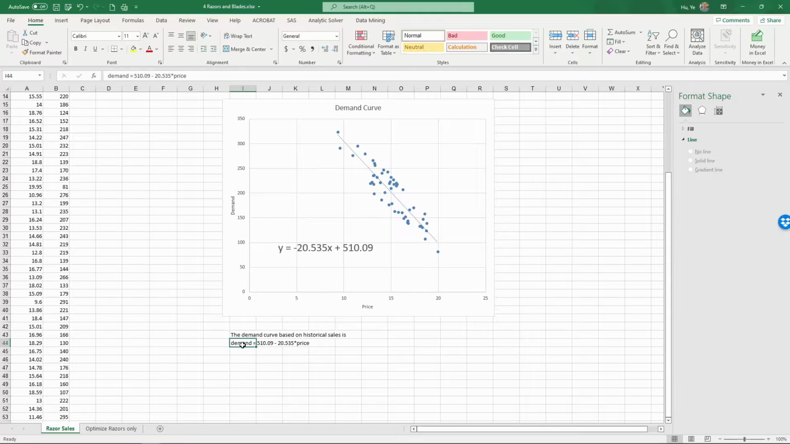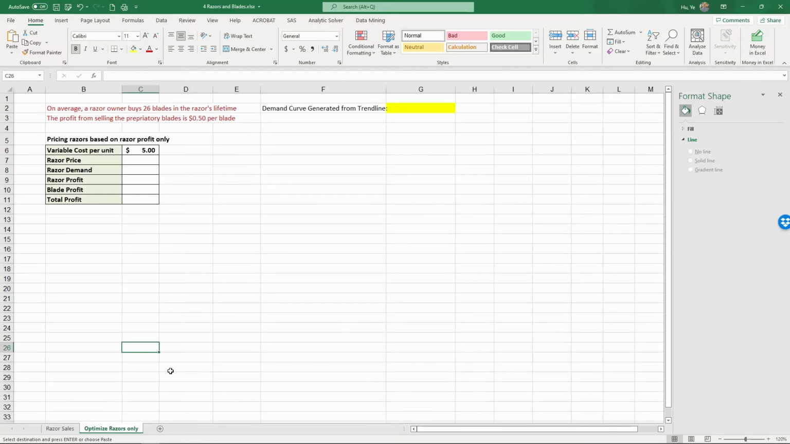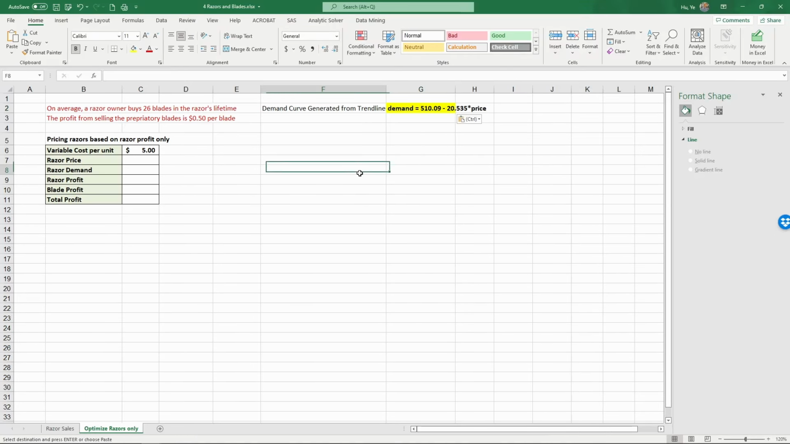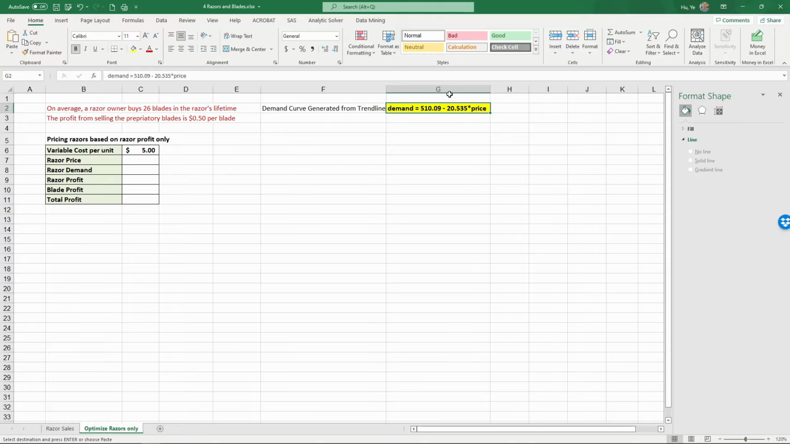Now we have this demand curve. Let's copy this, Control C, and go to the new sheet where we're going to do the price optimization. So the demand curve generated from trend line is here. So I'm going to right click and just paste the value only. So now we have the demand curve here.